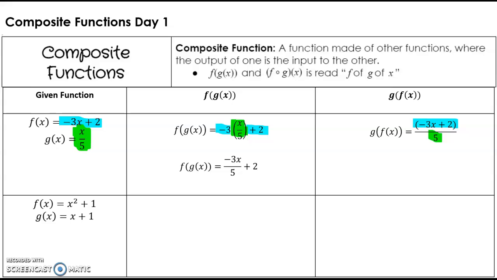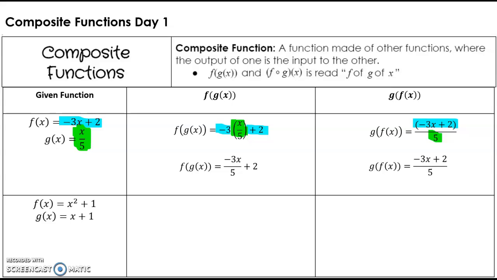So now we don't really have to simplify this even further, but we can get rid of those parentheses because they're not really helping us. So we can just simplify it to be g of f of x is negative 3x plus 2 over 5.